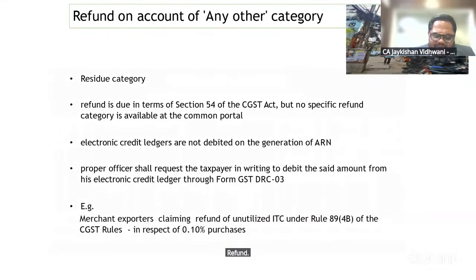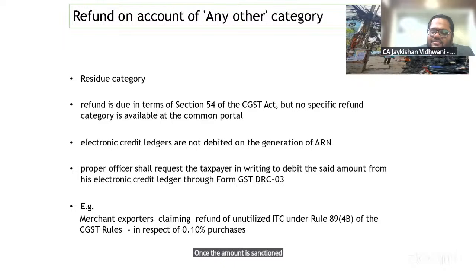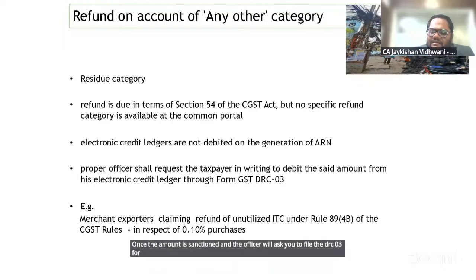And at last, we have discussed the residue category. If the refund is nowhere fitting in all the other categories which have been discussed earlier, then you can always go for the any other category. In this type of refund, the amount will not be initially debited from your electronic credit ledger. Once the amount is sanctioned, the officer will ask you to file the DRC 03 for this debit, and once the same is filed, the officer will sanction.